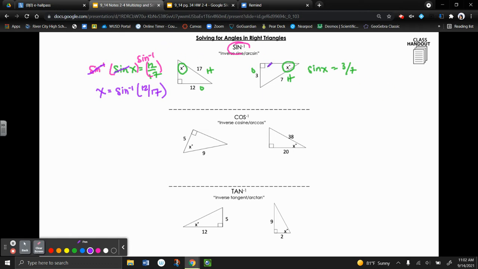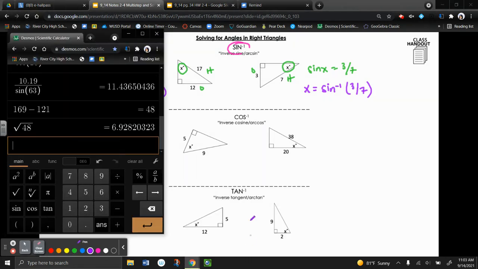We can do the same thing here. You don't necessarily have to show the step of taking it to both sides. If you want, you can go straight to this step, inverse sine, and we do this only when we're solving for angles, 3/7. So to actually get the answer, we just have to put that in our calculator.